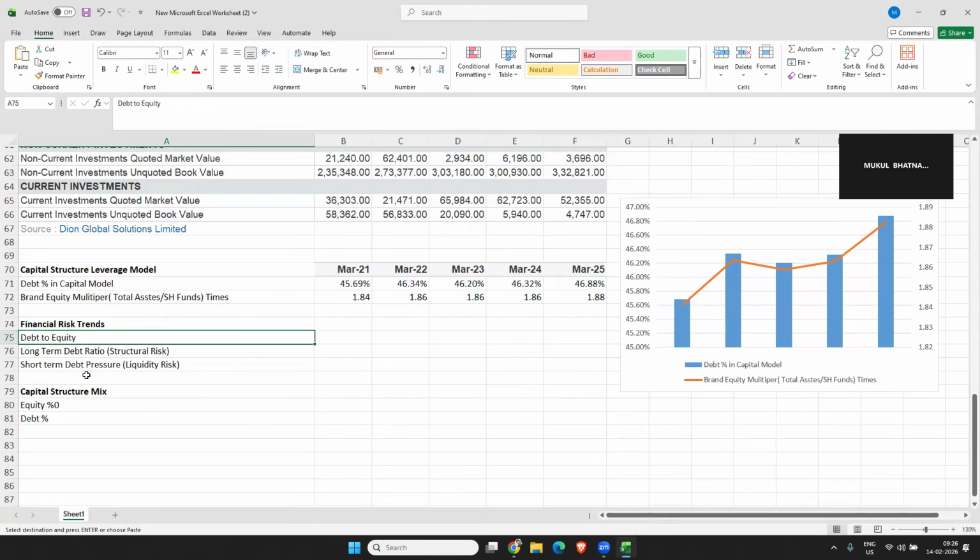Fine. Next is financial risk trend. The first one is debt to equity ratio. So the formula is simple. It is long-term debt upon shareholder fund. It is long-term debt divided by shareholder fund. Let us quickly apply this, equal to.